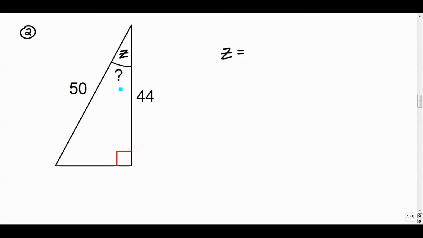And we are given the adjacent, the one that's next to the angle, and the hypotenuse. So which trig function uses adjacent and hypotenuse? Well, that's cosine. So the cosine of angle Z, and remember, anytime you write a trig function, you have to immediately attach an angle to it.